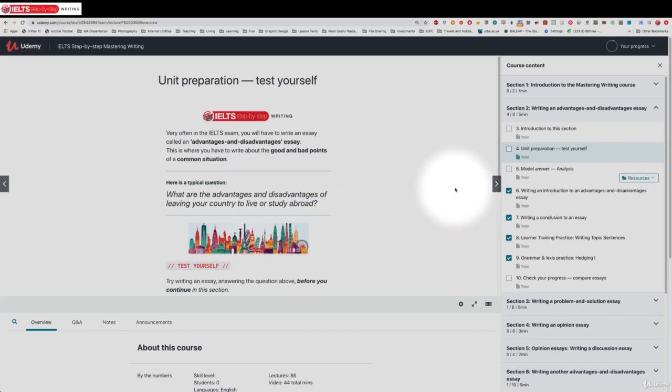Okay, hello everyone, and welcome to section number 2. This is where we will be practicing writing an advantages and disadvantages essay. Okay, and there will be 2 of these types of essays in this course. The next one is in section 6.